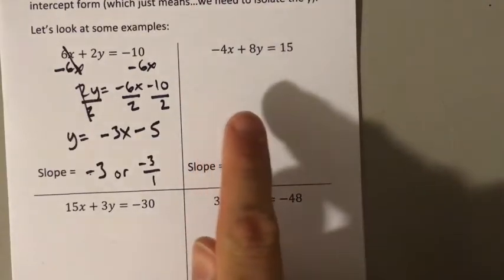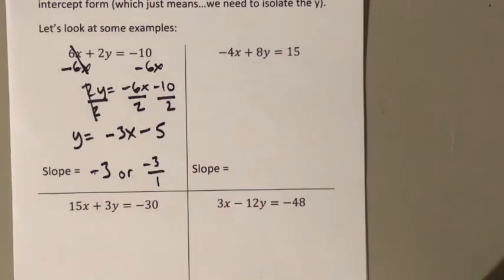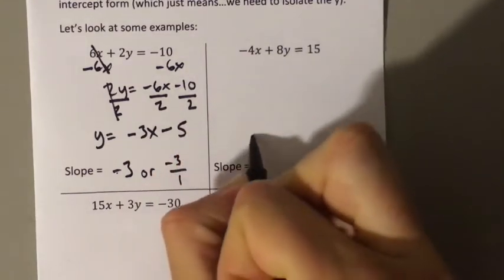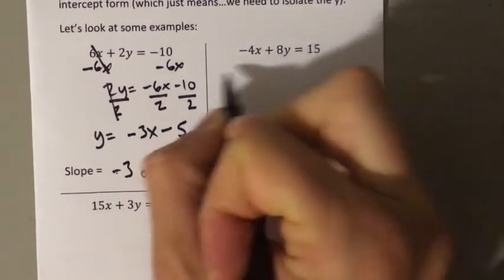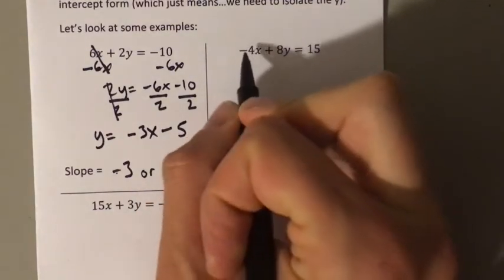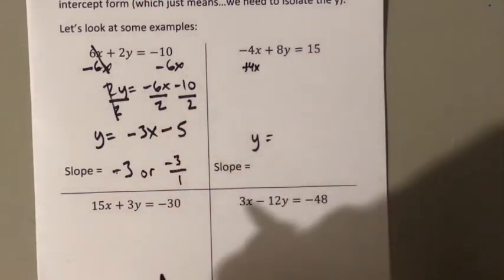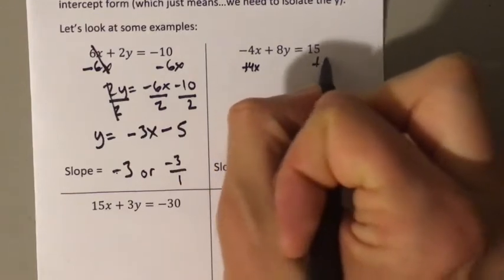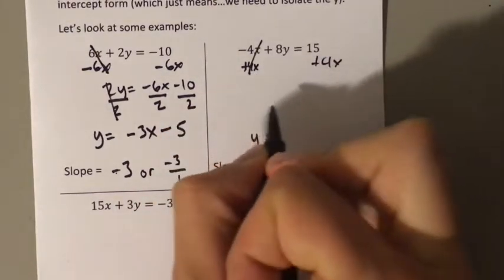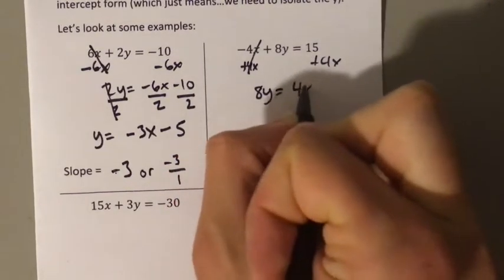Okay, so now we have this negative 4x plus 8y equals 15. We'll just do one more here on the front. Same idea, right? I just want to get y by itself. Right now the y is on the left, so I'm going to keep it on the left. All I'm going to do is just think of opposites, right? So negative 4x, let's get rid of that first, plus 4x. Anything I do to one side, I do to the other. Cancels out. And essentially I'm just going to have 8y equals 4x, right?